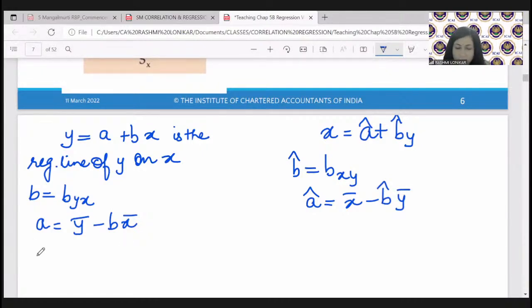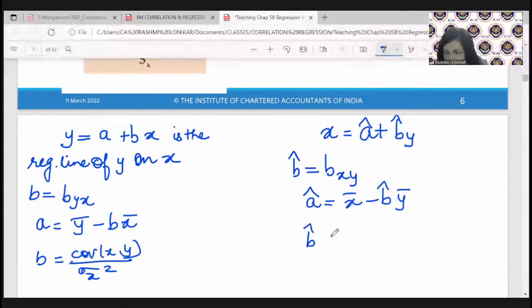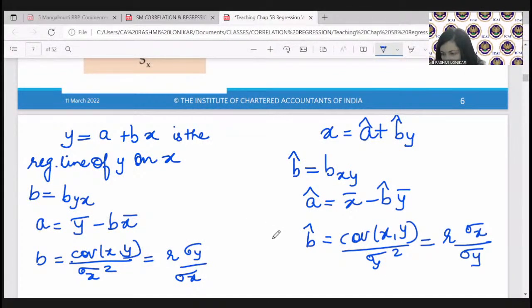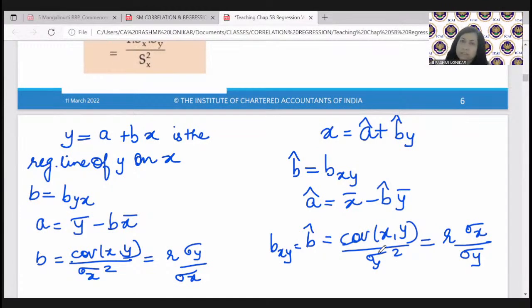What did you have? b y x was given as covariance of xy upon sigma x square. Here, what will be b cap? It will be covariance of xy upon sigma y square. The first is also written as r sigma y upon sigma x, and this is also written as r sigma x upon sigma y. So bxy, which is equal to b cap, is covariance xy upon sigma y square, which is equal to r sigma x upon sigma y. Why am I telling you this? Because you may get any of these symbols and you should be comfortable with them.